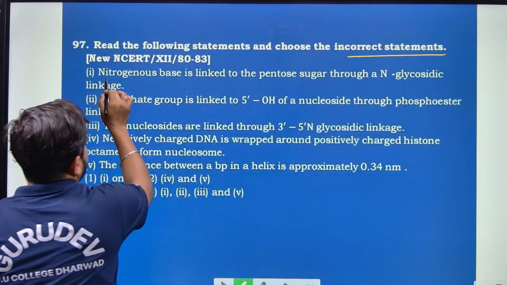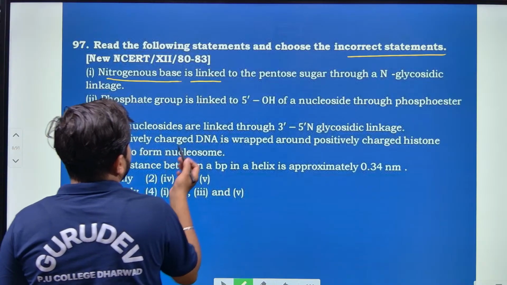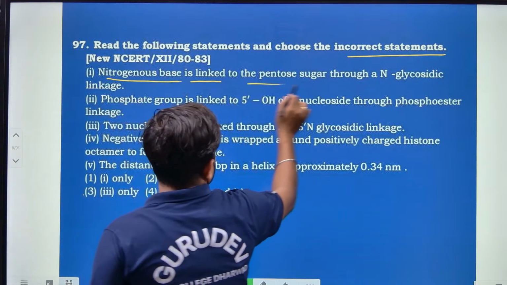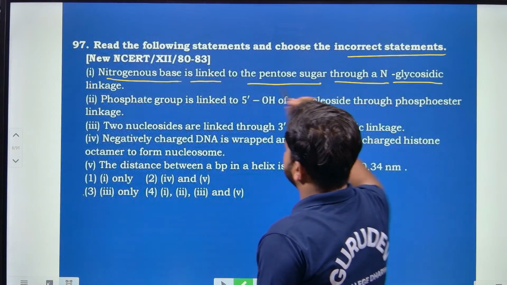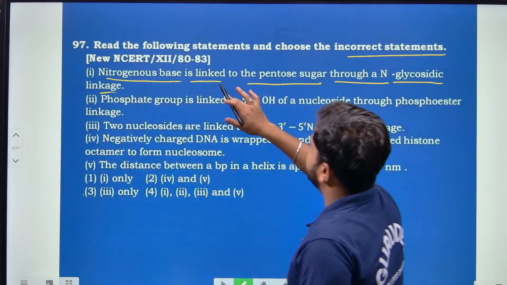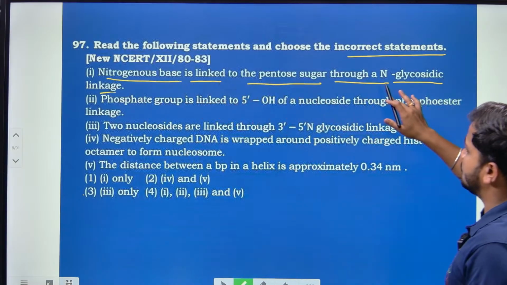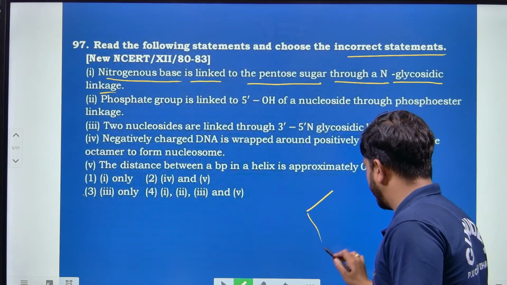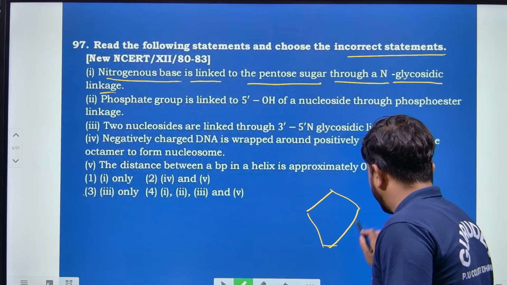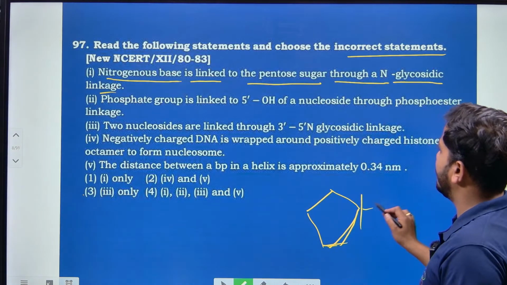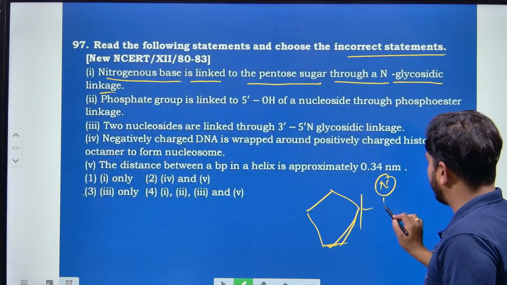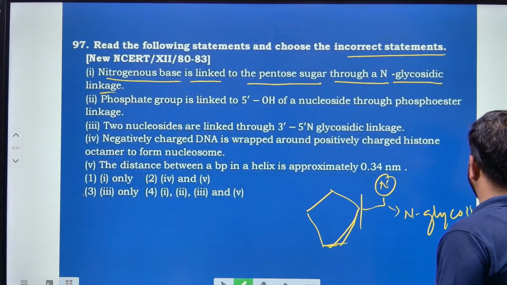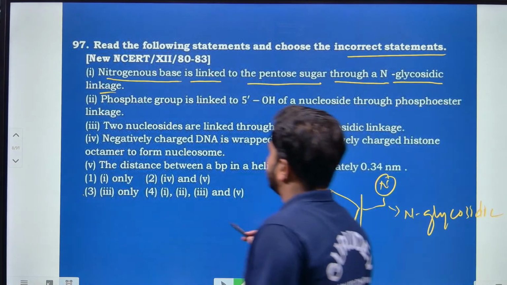There they are saying, nitrogenous base is linked to pentose sugar through N-glycosidic linkage, right? Nitrogenous base is linked to the pentose sugar through the N-glycosidic linkage. Yes, with respect to the pentose sugar, if I find out, right? With respect to the first carbon position only, there will be an attachment of nitrogen, and that is by means of N-glycosidic bond, right? By means of N-glycosidic bond only the attachment can be seen.